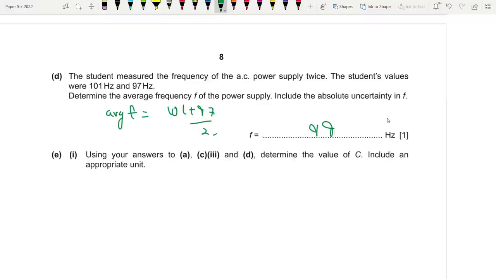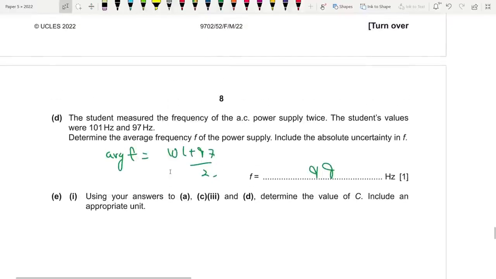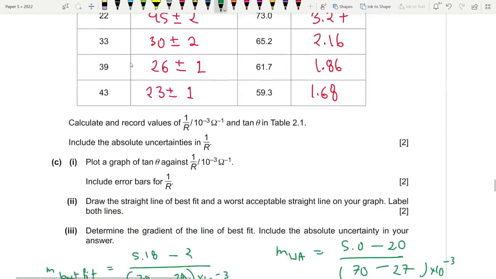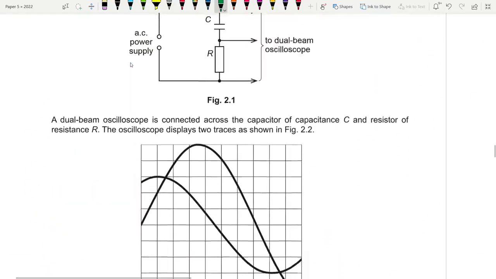Oh, by the way, we need to include the absolute uncertainty in the value of F. So how does it work for averages? What's the logic? When you multiply or divide, you need to use fractional uncertainties. When you add or subtract, you just need to add the uncertainties. So was there any data given for frequency?